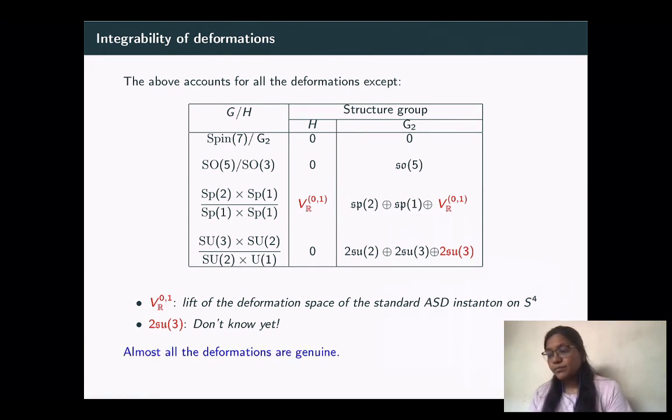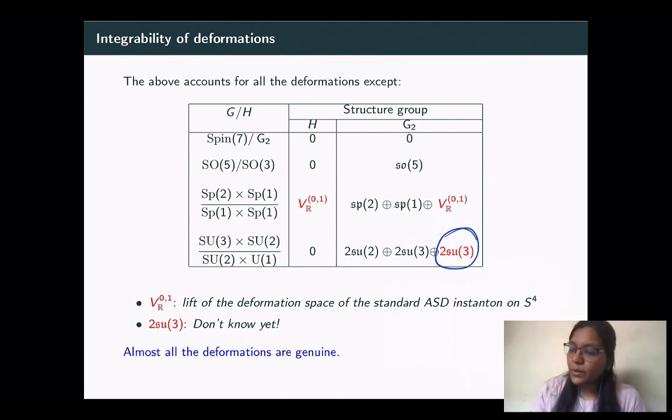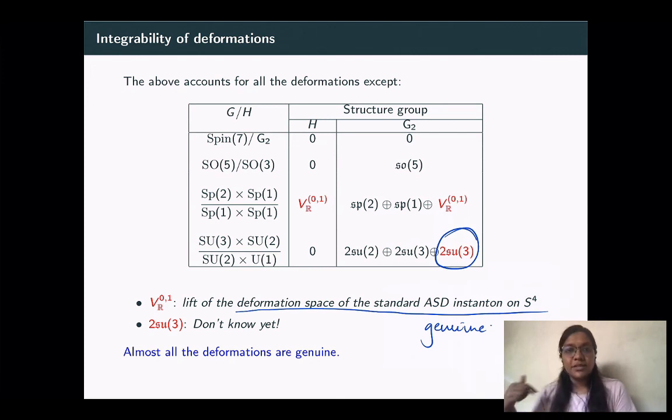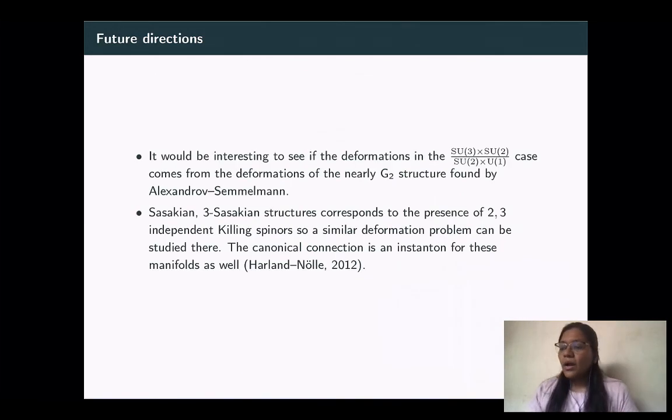So this is all I wanted to say, and the one thing that one can observe is that almost all these deformations are genuine, because we exactly know what these integrate to, or which is the action that they come from. So except for this one, we know that all of them are genuine, because the deformation space of this is also genuine. And you can just lift the family of instantons from S^4 to this squashed sphere, and you will get these deformations. Alright, so this is all, and before just leaving, I will just tell some future directions.